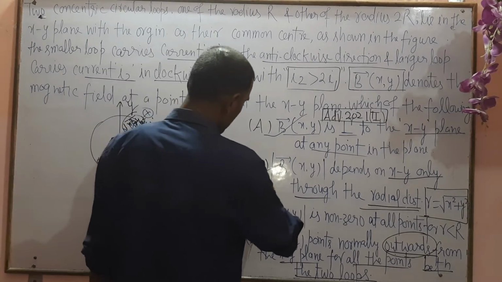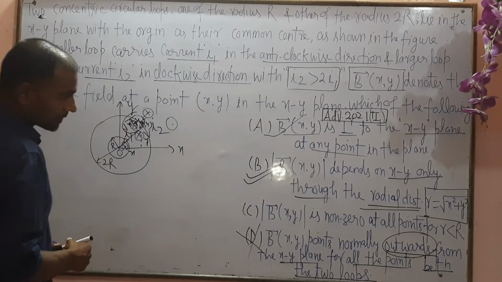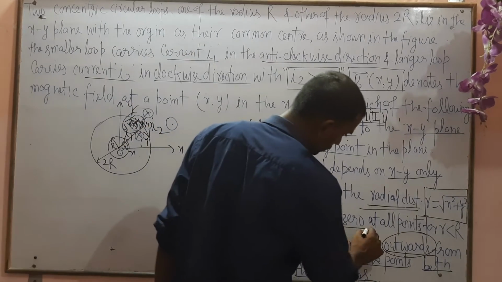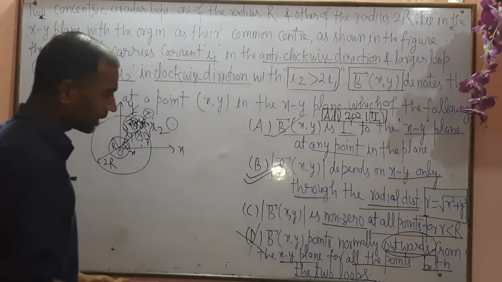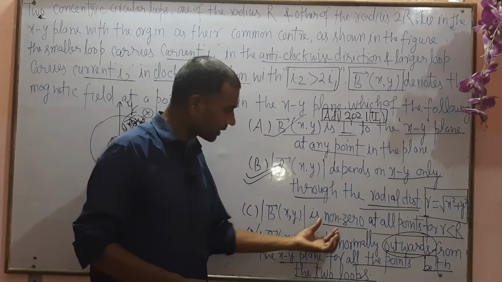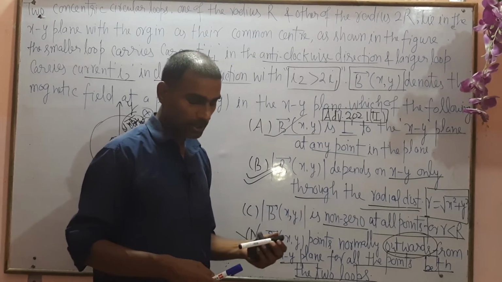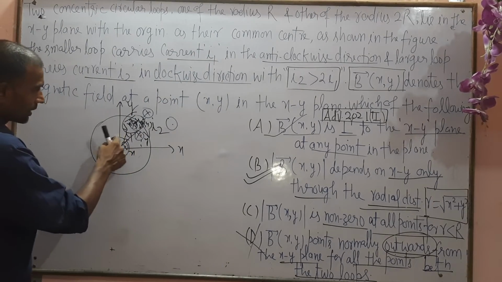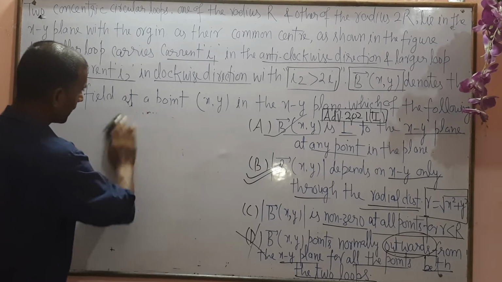And also we check option C. Option C is the important option. So what is option C? Magnetic field B vector magnitude is non-zero at all points r is less than R. This is the important point. R is less than R, what does it mean? Inside the inner loop. This is the inner loop. Inside the inner loop, we check what happened.